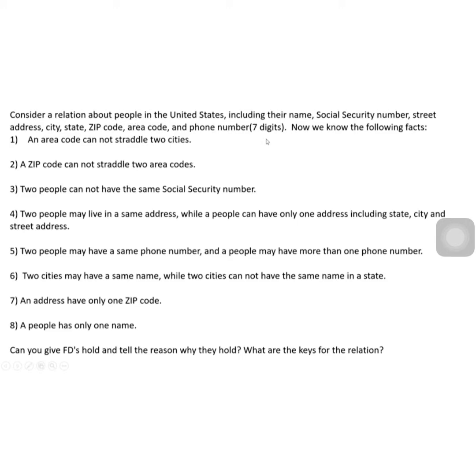From this sentence, we know there is a relation. We can name it person. And there are some attributes: name, SS number, street address, city, state, zip code, area code, and phone number.